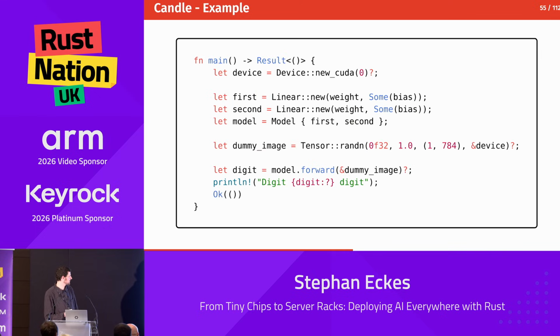And to run the model, it also looks pretty similar. So we set up the layers with weights and biases. We set up the model. We load the tensor. Here's just random data. And we run the forward function. And this is how we do the inference. What is special here is we can select which GPU it should run on. So 0 just means the first GPU in the system.